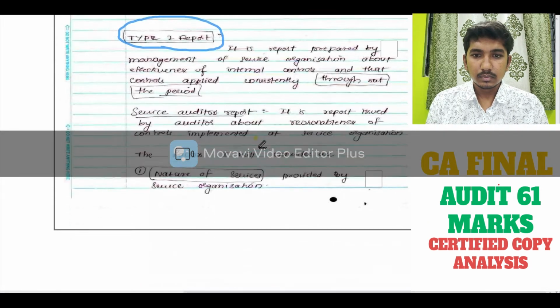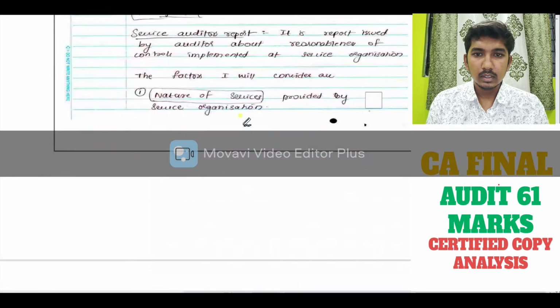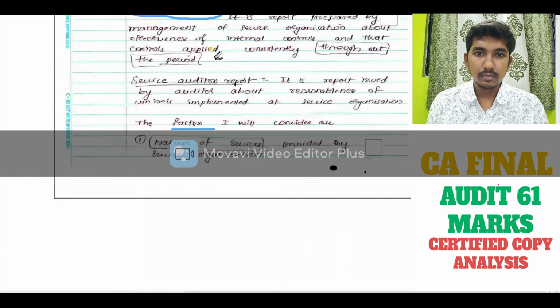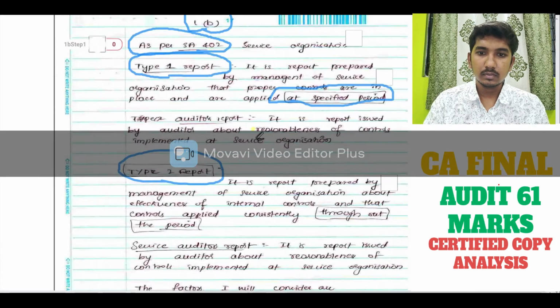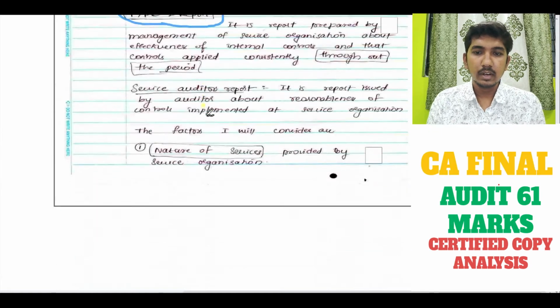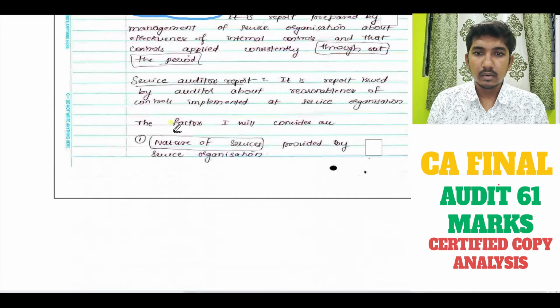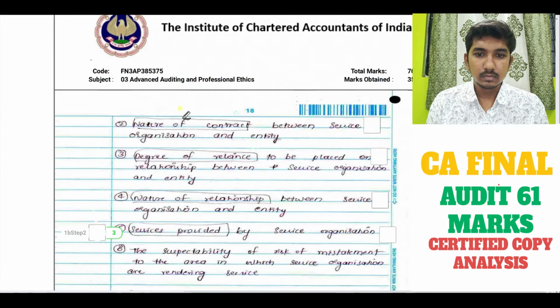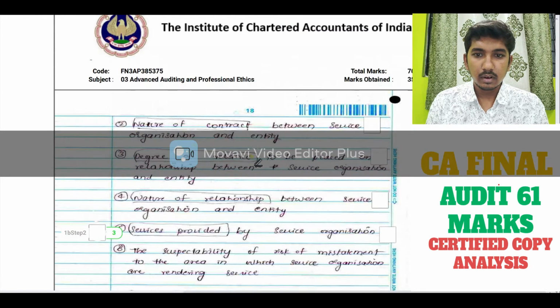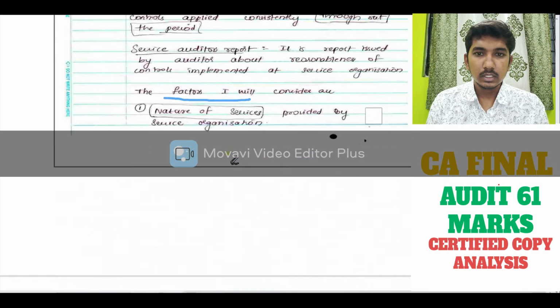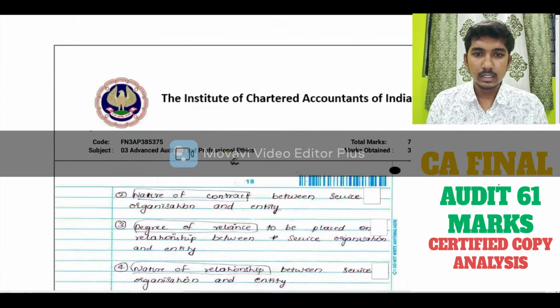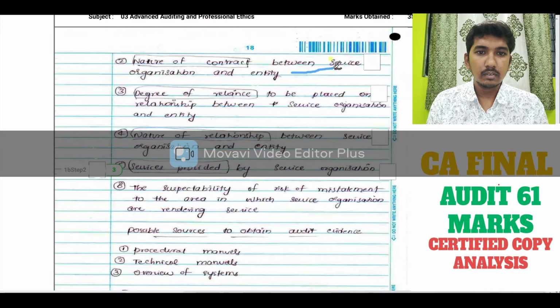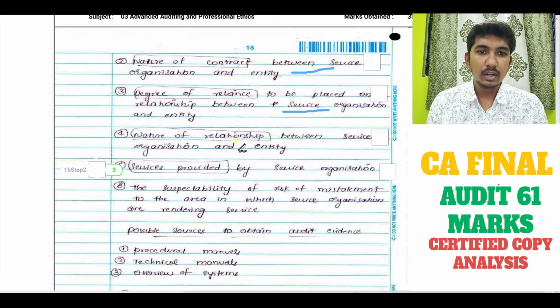After writing type 1 and type 2 report, I have written what is asked in the question, which is factors. So I have written nature of services, nature of contract, degree of reliance, nature of relationship, and service provided. These are the keywords which I will remember whilst reading the answer, and whatever remains after the keyword I will write on my own.